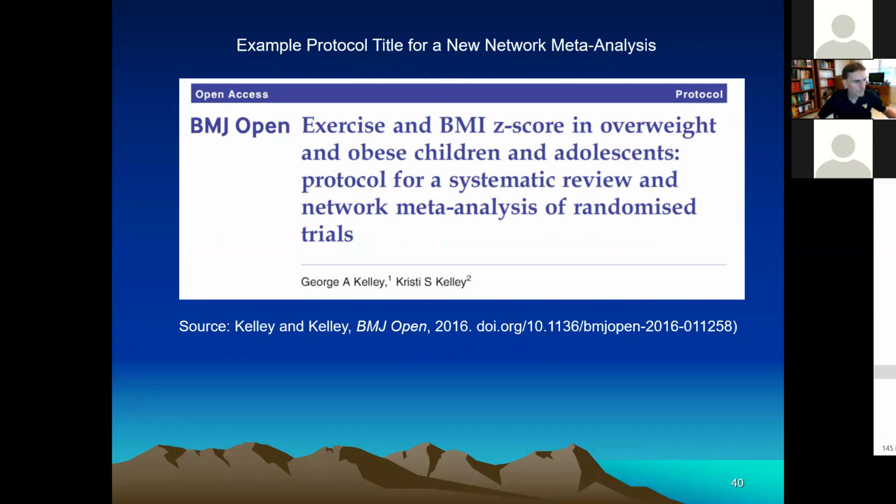Okay, here is another question that says, when is it more appropriate to do a network meta-analysis? It depends on your research question.